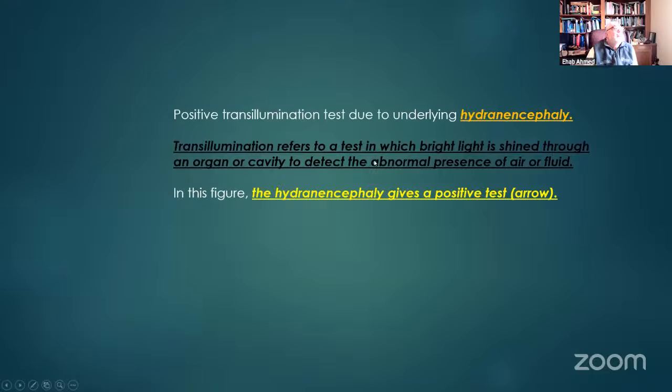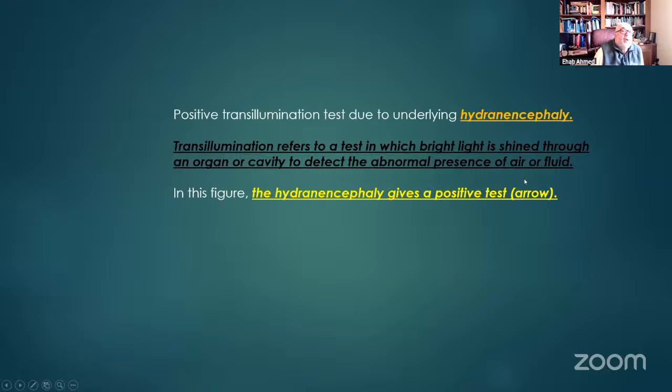Okay. Positive trans-illumination is due to hydranencephaly. This baby has what we call hydranencephaly. Trans-illumination refers to a test in which a bright light is shined through an organ or cavity to detect abnormal presence of air, as in pneumothorax, or fluid, as in hydrocele, and in this condition, or in its differential diagnosis.